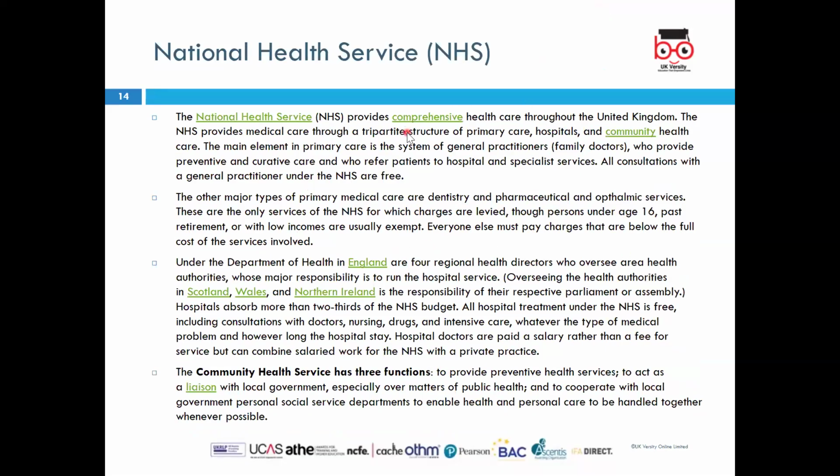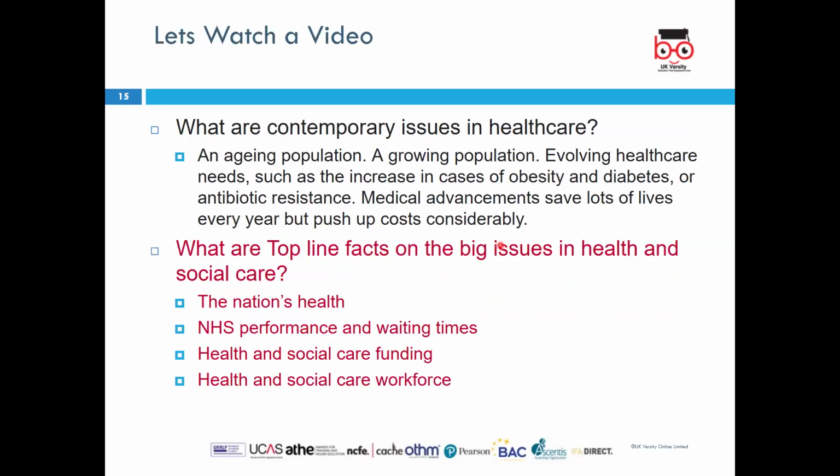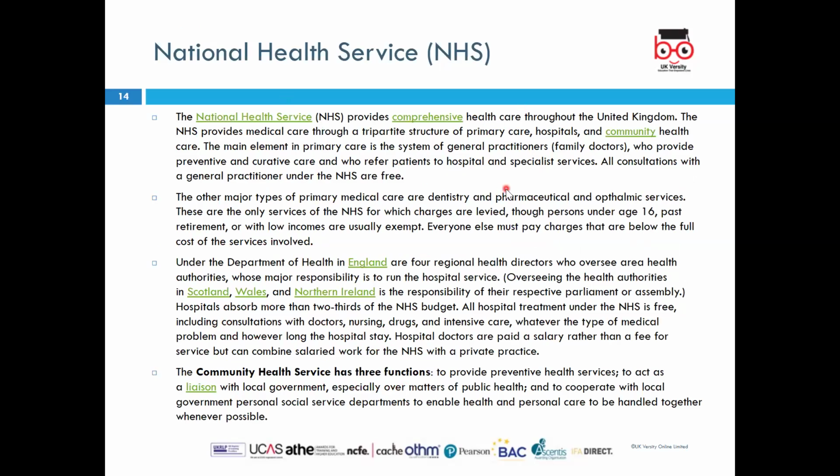Then you have the NHS, the National Health Service. This provides comprehensive healthcare throughout England. How is it managed? We'll talk a bit about the main funding and what happens within the NHS. The NHS provides medical care through a three-tier system. So what is this three-tier system? There's primary care, hospitals, and community healthcare. This is how it makes a tripartite, or three-layered, care.